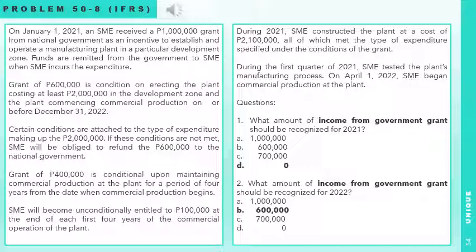A grant of 400,000 is conditional upon maintaining commercial production at the plant for a period of 4 years from the date when commercial production begins. The SME will become unconditionally entitled to 100,000 at the end of each of the first 4 years of the commercial operation of the plant. During 2021, the SME constructed the plant at a cost of 2,100,000, all of which met the type of expenditure specified under the condition of the grant. During the first quarter of 2021, the SME tested the plant's manufacturing process, and on April 1, 2022, the SME began commercial production at the plant. So, question number 1, what amount of income from government grant should be recognized for 2021?